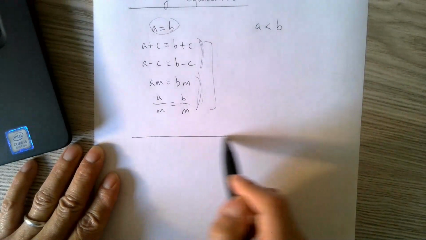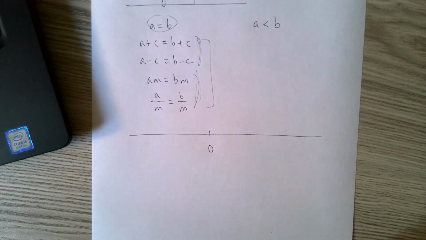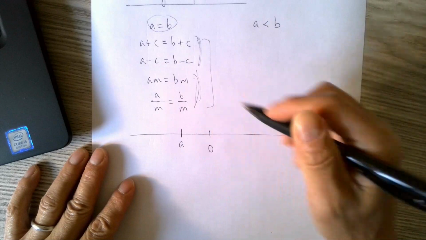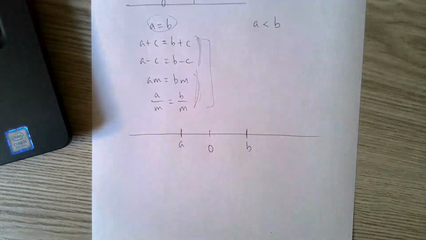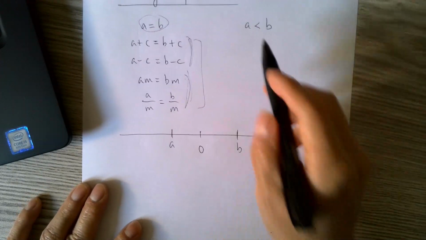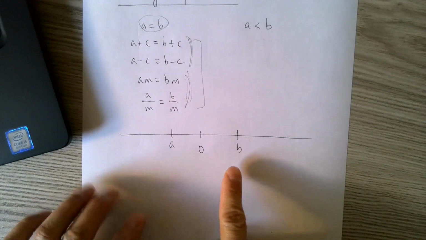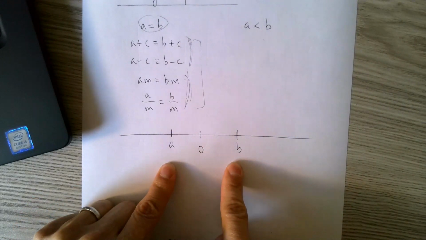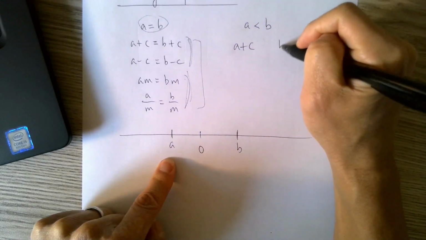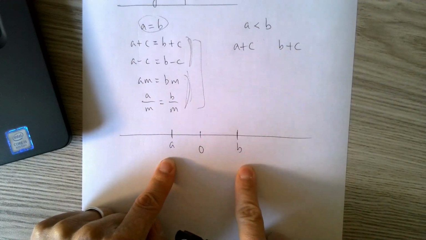I'm going to use a number line for us to discover what happens. So let's say A is here and B is here, and this is 0. So we have A less than B. Now if I add a positive number C to both A and B, I now have A plus C and B plus C.